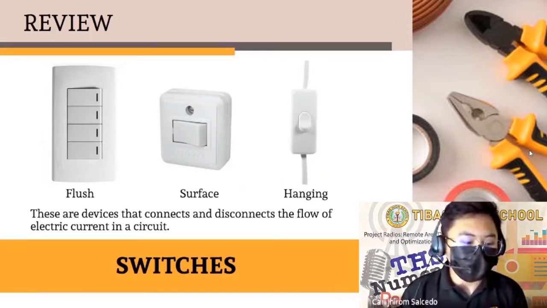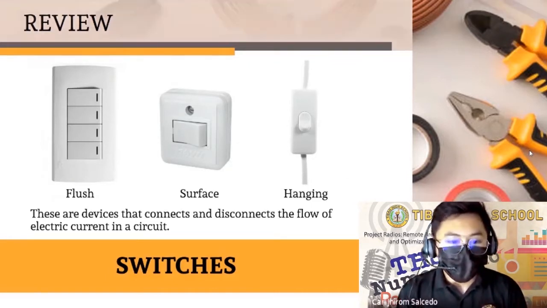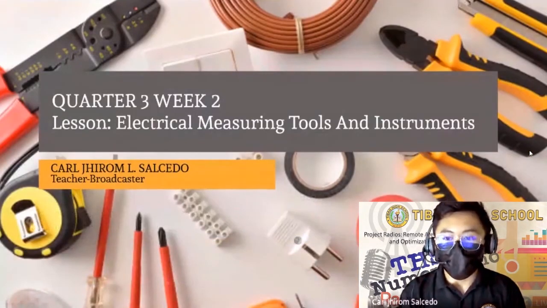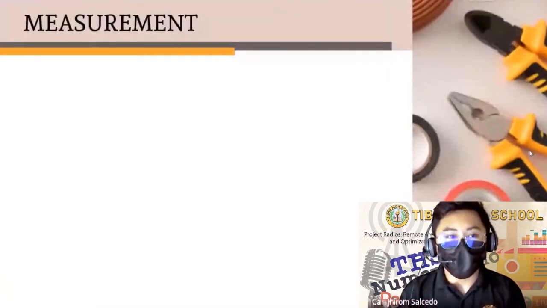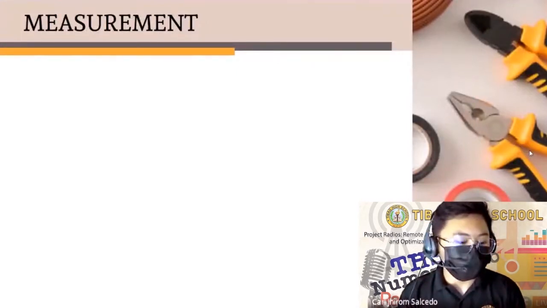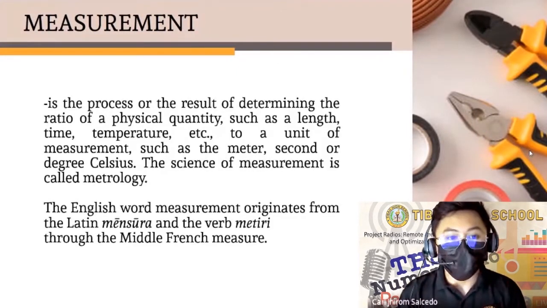Now for today, our lesson is all about electrical measuring tools and instruments. So let's start. Let us first define what is a measurement. Measurement is the process or the result of determining the ratio of a physical quantity such as length, time, temperature, etc. to a unit of measurement such as the meter, second, or degree Celsius. So the science of measurement is called metrology.